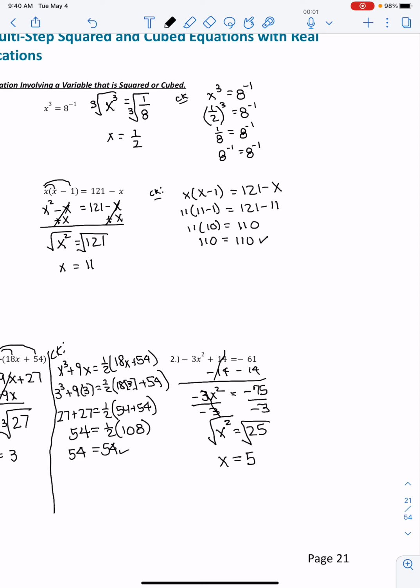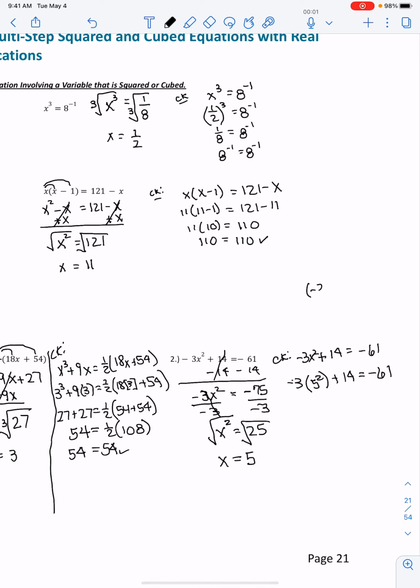So now, when I go to check this, here's where you really are going to need to be careful. So I've got negative 3x squared plus 14 equals negative 61. I have negative 3 times 5 squared plus 14 equals negative 61. Now notice what I did here. That x is the one that's squared. The negative 3 is not, because remember, here's the difference.